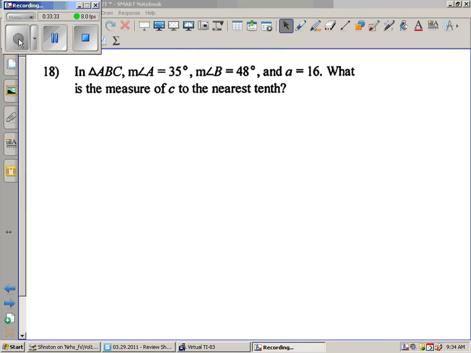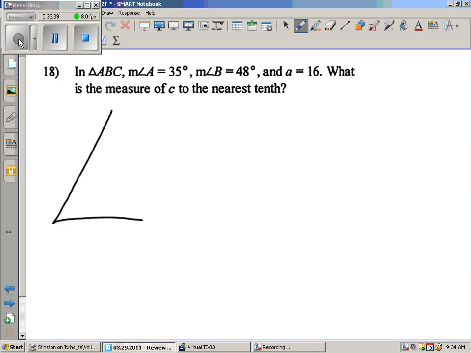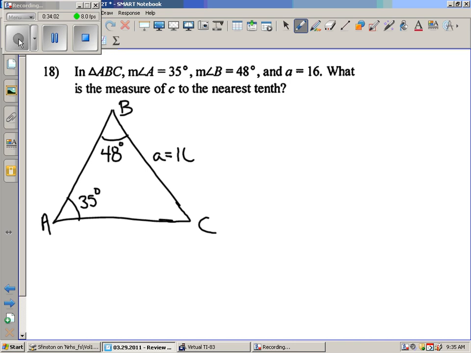Last one. You guys pumped? Let's do this. That's a horrible triangle. On a scale of 1 to 10, that was the worst I've ever drawn. Okay, so this is A, this is B, and this is C. Angle A is 35 degrees. Angle B is 48 degrees. Side A is 16. What's the measure of side C?